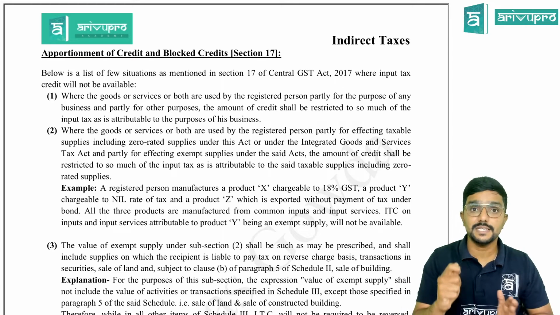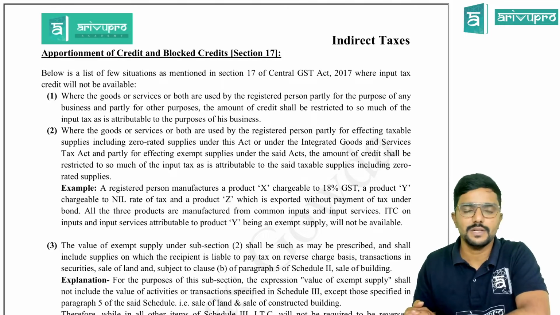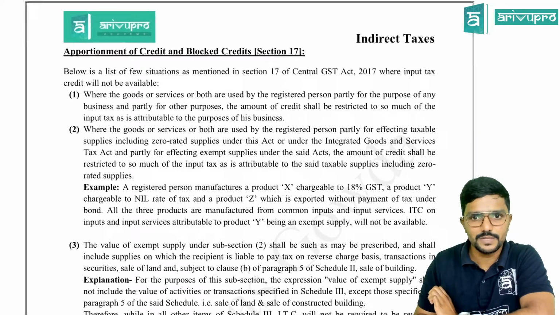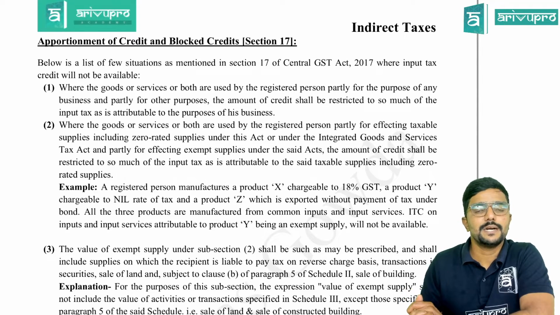This is also a bit lengthy section. There are various subsections here and also clauses. One by one, we will see, guys. So we'll start with apportionment of credit and block credits, section 17.